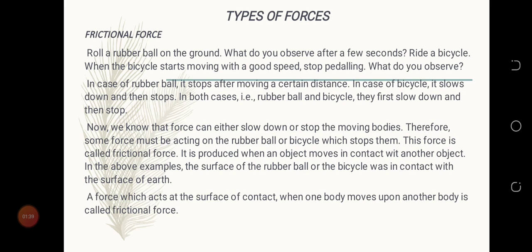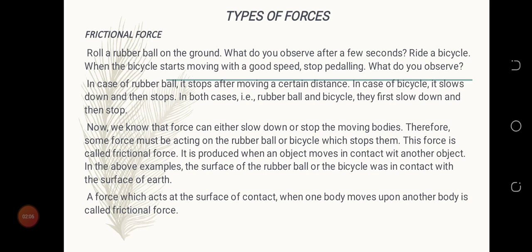Types of forces. We have frictional force. Roll a rubber ball on the ground. What do you observe after a few seconds? Ride a bicycle. When the bicycle starts moving with a good speed, stop pedalling. What do you observe?